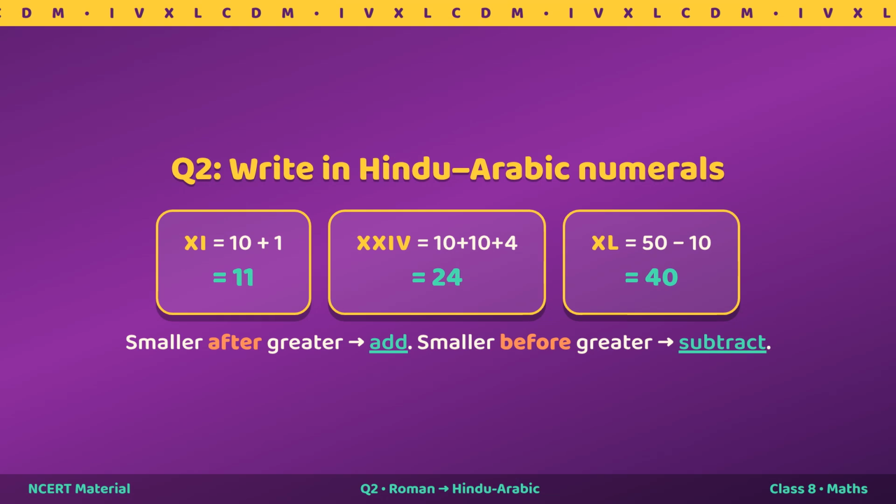Question 2. Now the reverse. Write the Roman numerals as Hindu Arabic numerals. XI is 10 plus 1, 11. XXIV is 10 plus 10 plus 4, 24. And XL? Here X comes before L, so we subtract. 50 minus 10, 40. Remember, smaller after greater means add. Smaller before greater means subtract.